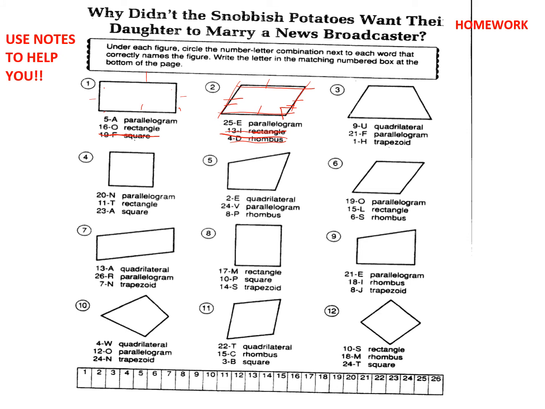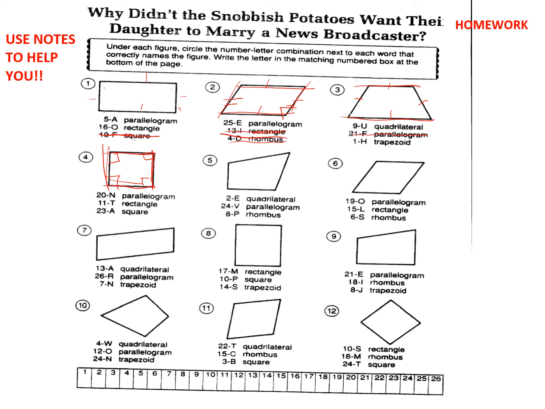Number 3, is it a quadrilateral? Yes, 1, 2, 3, 4 sides. Is it a parallelogram? No, it only has 1 pair of parallel sides. Is it a trapezoid? Yes, because it has 1 pair of parallel sides. Number 4, is it a parallelogram? Yes, 2 pair of parallel sides. Is it a rectangle? Yes, 2 pair of parallel sides that are opposite and congruent and 4 right angles. Is it a square? Yes, 4 equal sides and 4 right angles.